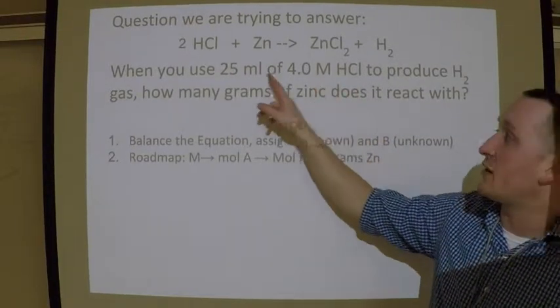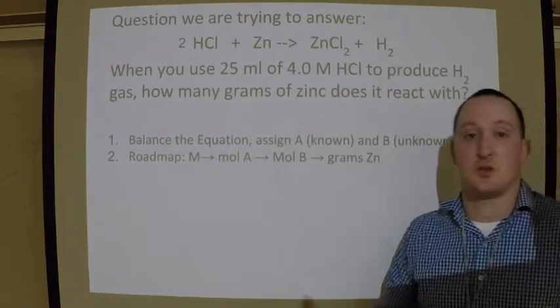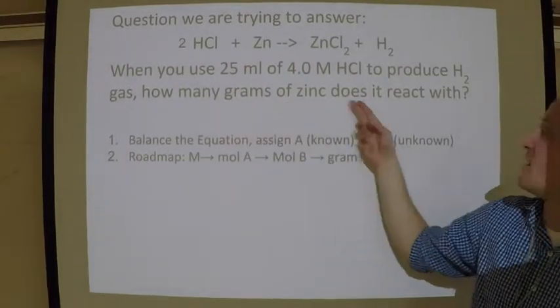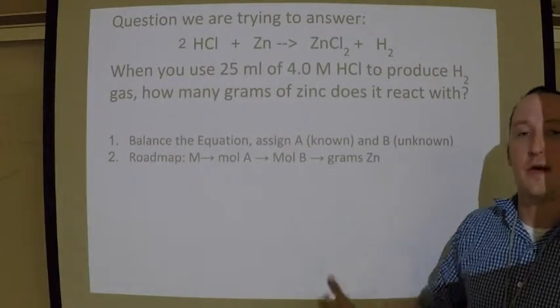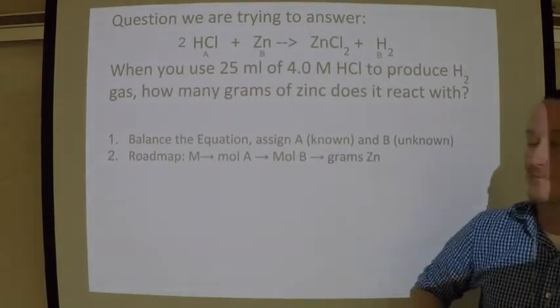It gives us its molarity and its volume in milliliters. So HCl is going to be my substance A. Then it asks me to find how many grams of zinc it reacts with. That means zinc will be my substance B. So I've got my A and my B labeled.